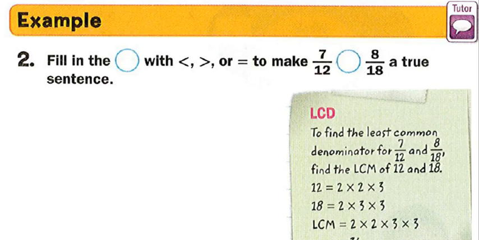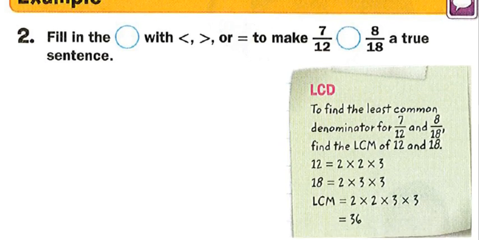All right, for this next example, again, we're going to fill in the circle with less than, greater than, or equal to make 7/12 and 8/18 a true sentence. So which one is larger, 7/12 or 8/18? Well, in this example, we're going to find their least common denominators. And really, this works if you use any common denominator. It doesn't necessarily have to be the least one. As long as the denominator is the same, the numerators will tell you which one is larger and which one is smaller. So we've got 7/12 and we've got 8/18.